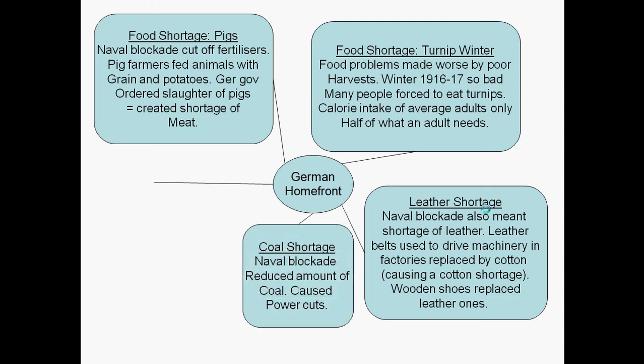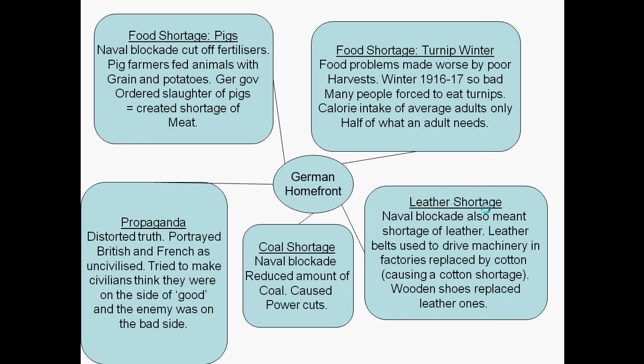A coal shortage. The naval blockade reduced the amount of coal coming into Germany, which is a massive issue because coal makes gas and electricity, and that keeps your war machine, your factories and your people, everything, going. So if you have a coal shortage, it's going to cause massive headaches for German civilians as they endure very cold winters, etc.